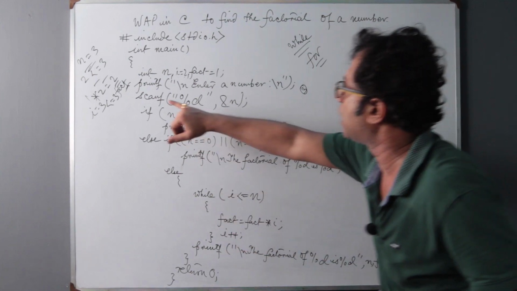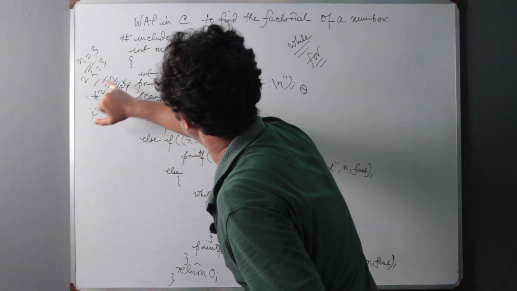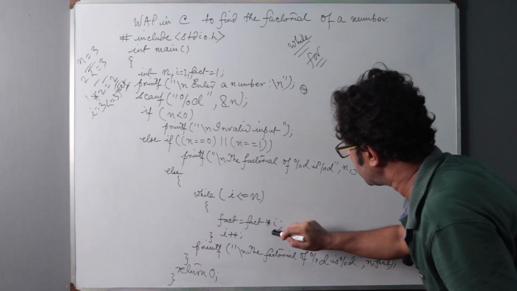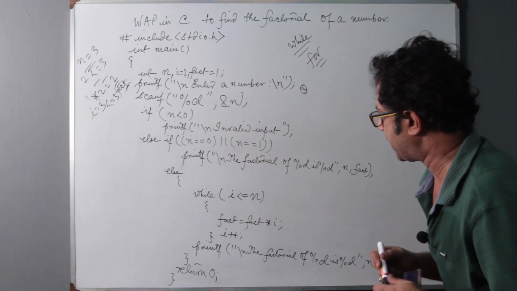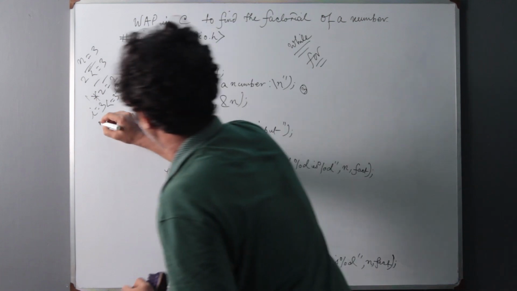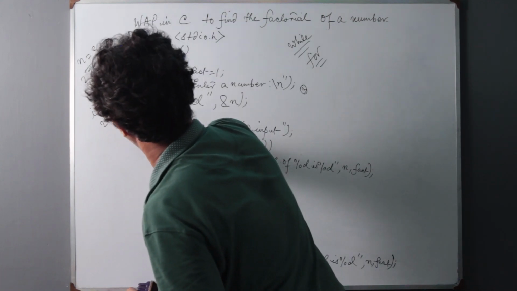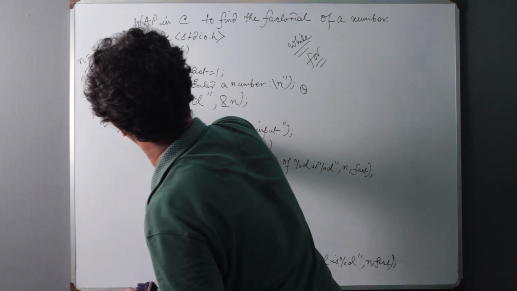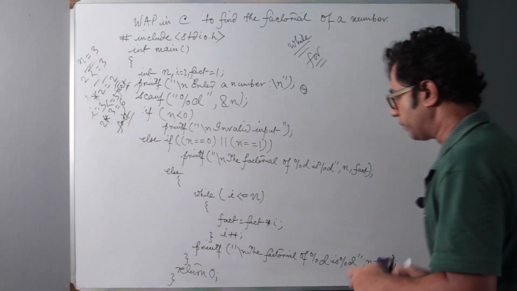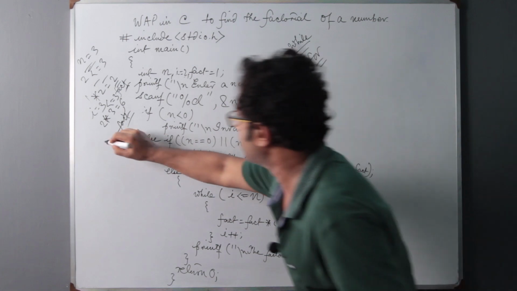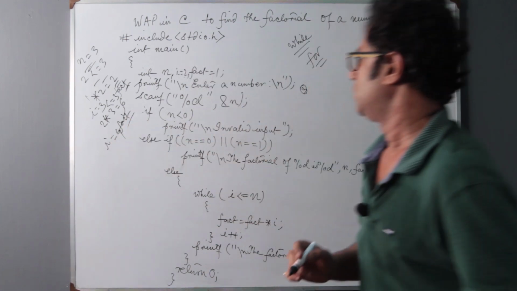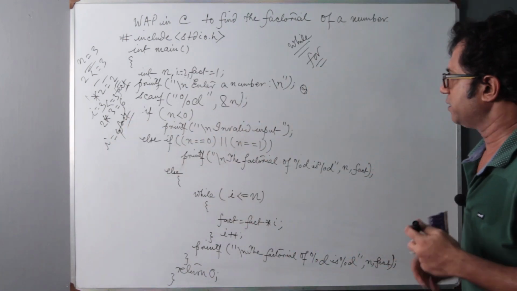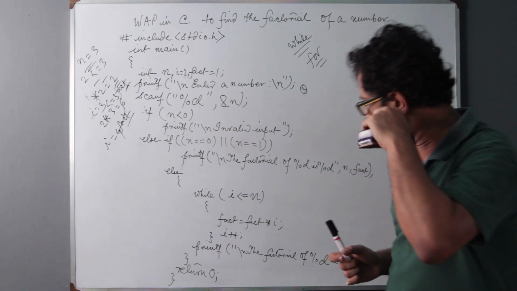That is, fact is now not 1, now it is 2. Then this 2 will be multiplied by the new value of I, that is 3. Now we will have this calculation 2 star 3, which is equal to 6, and that will be assigned to the variable fact. Now again I plus plus, I becomes 4. So 4 is greater than 3, so the condition doesn't hold now.